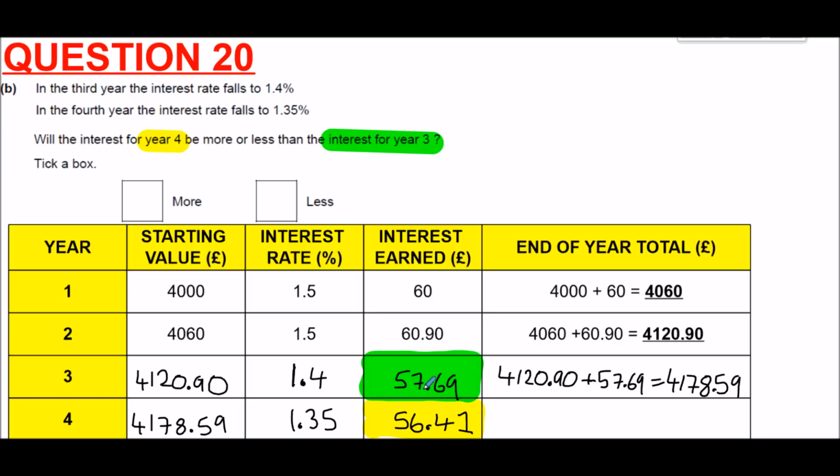But all we need to do now is compare these two and say, is the interest for year 4 more or less than the interest for year 3? Well, the interest for year 3 here is a bit higher than the interest for year 4, because this is £57 and a bit, this is only £56 and a bit. And so the interest for year 4 actually goes down from year 3. So it's less. And this is the working you'd need to show to back up your decision. You couldn't just guess one or the other and get full marks. You need to show your calculations like I've done here.